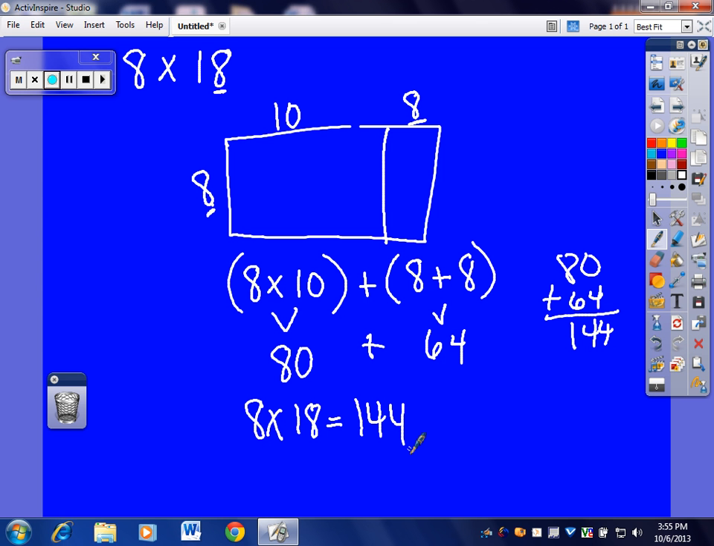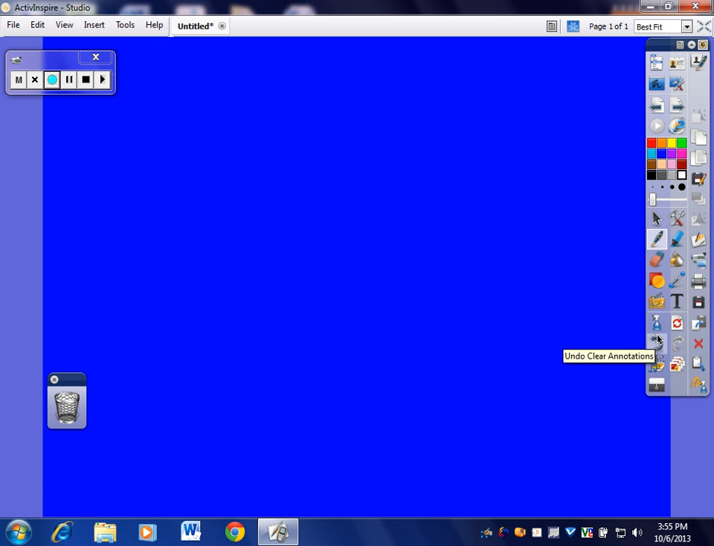Alright, so that's using area models. It's also using expanded form, and it's also using the distributive property, all in one. So I want you guys to try one on your own. Go ahead and use area models and expanded form to find the answer to 7 times 15. Go ahead and pause it, try it out on your own. Then when you're done, hit play, and I'm going to go over it with you, and then you can see if you got it right.